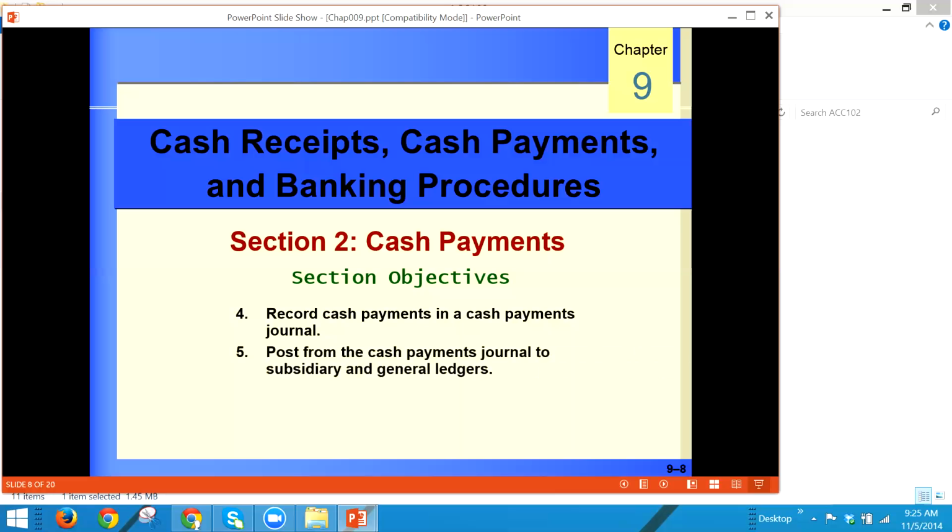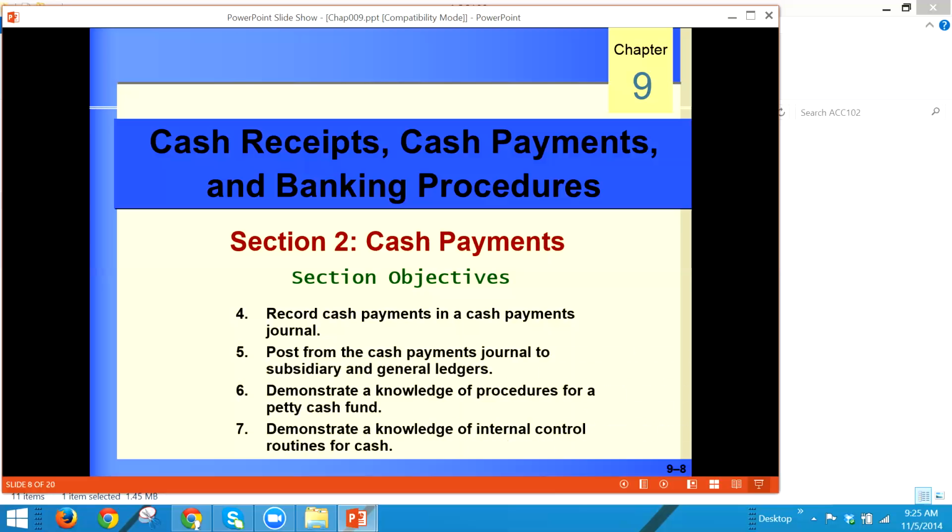Then we're going to post from the cash payments journal to the subsidiary and general ledgers. And we're going to demonstrate a knowledge of procedures for a petty cash fund. Then what about demonstrating knowledge of internal control and routines for cash? Because cash has no owner. A dollar bill on a table has no owner except whoever actually possesses it.